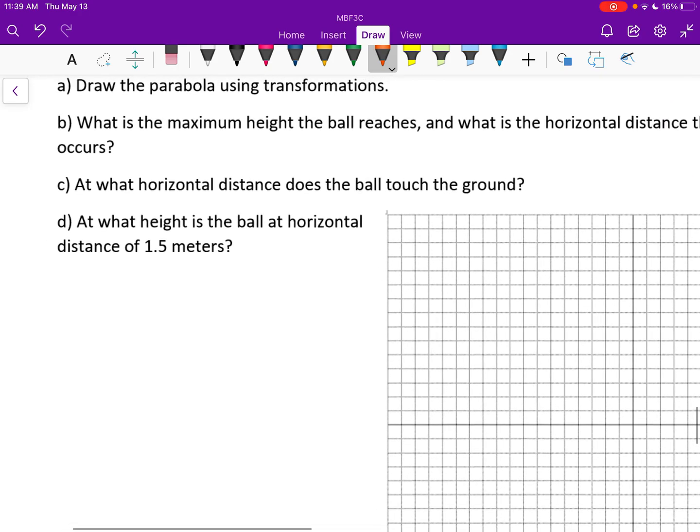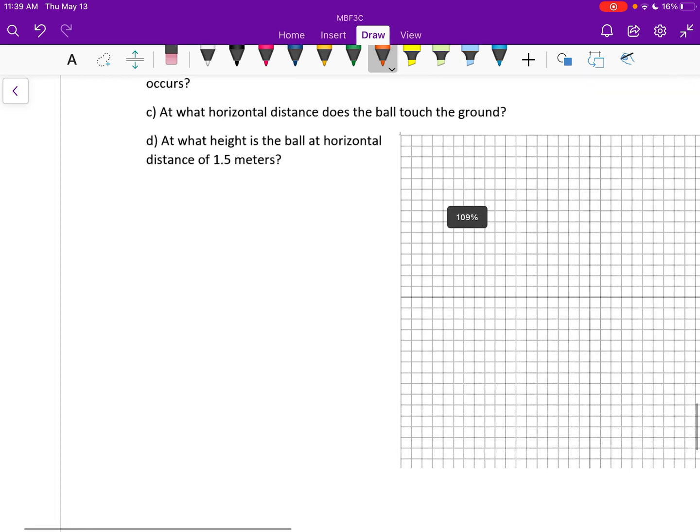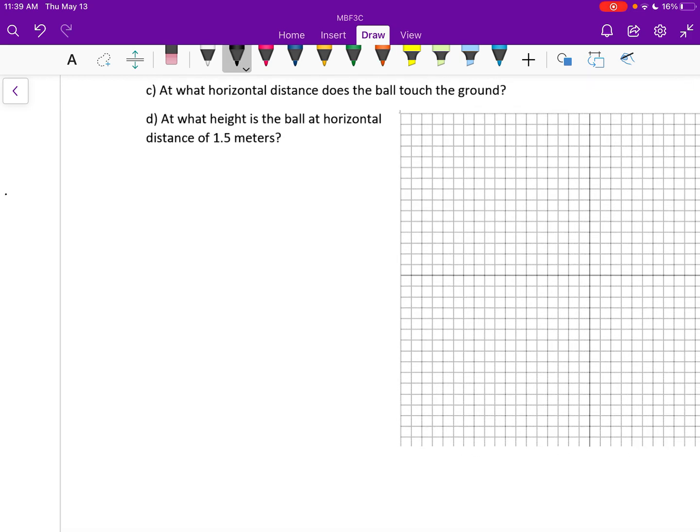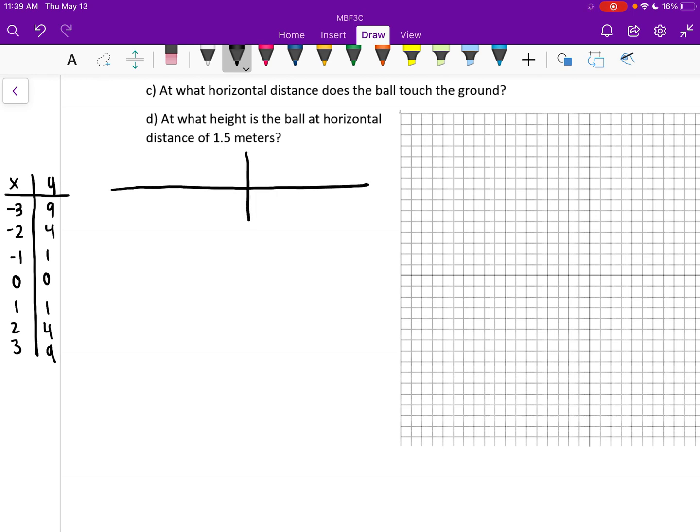It says draw a parabola using transformation. So I'm just going to remind you what our general formula for x squared is. It's -3, -2, -1, 0, 1, 2, 3. And this is why I said you need to remember this stuff even after you write the quiz, because even though it's not directly something we're doing, it's always going to be something we're using, right? So let's go draw in our transformation table. It's going to look something like this.